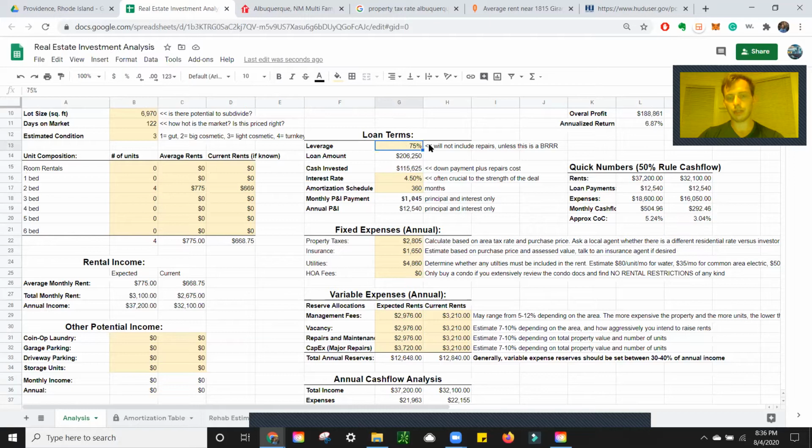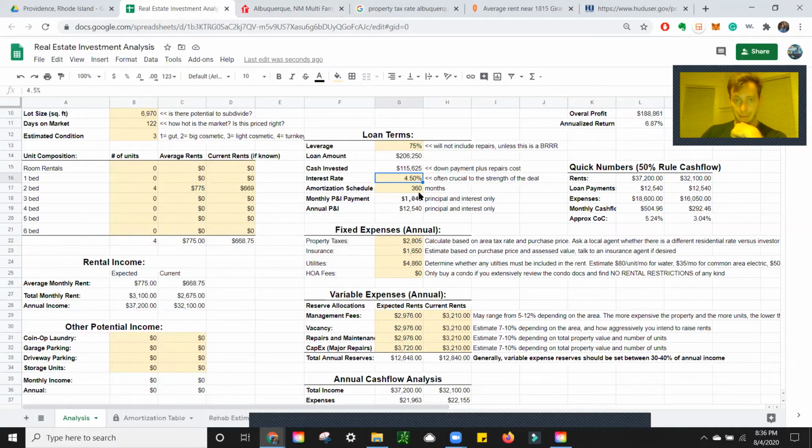Loan terms, I generally leave the leverage at 75%. It's assuming that you can get a 25% down payment with a lot of investment loans. Interest rates at 4.5%. Again, this is kind of like an entry-level investment loan. If you're very established, you can get a much better rate. If you're looking to owner occupy, you can get a much better rate. There are definitely ways you can beat this. If you're using a hard money lender or a private investor, you may be looking at a higher rate.